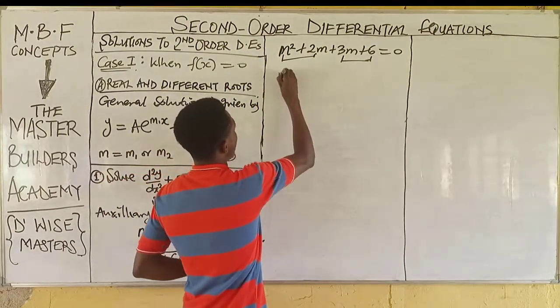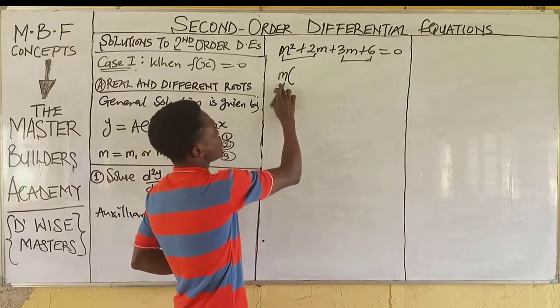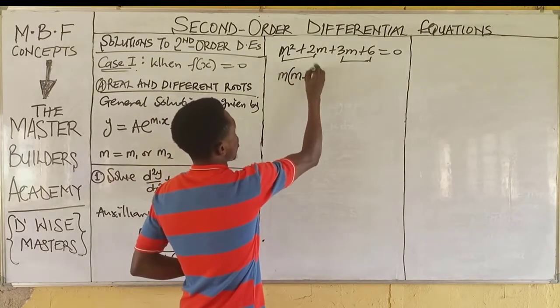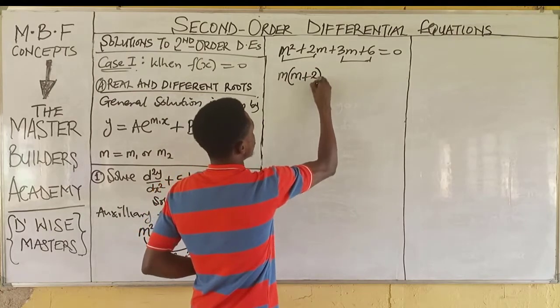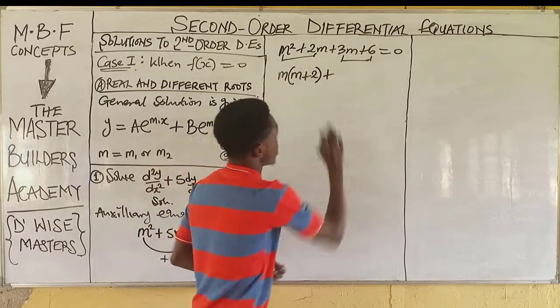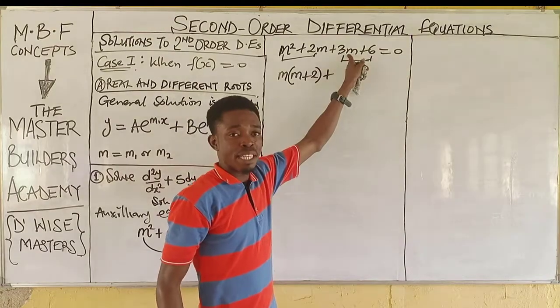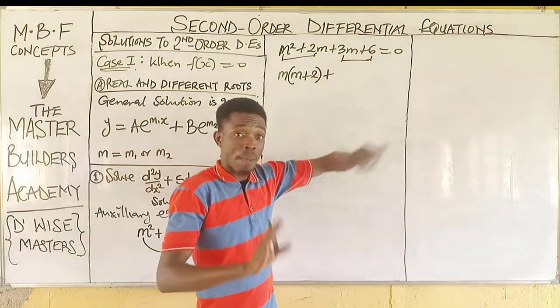Then I will put down m, open the bracket. M squared divided by m, I have m. Plus 2m divided by m, I have 2. That's what is left. Plus, which is this positive sign. This is 3m. M is in the first term, but m is not in the second term. That means m is not common.